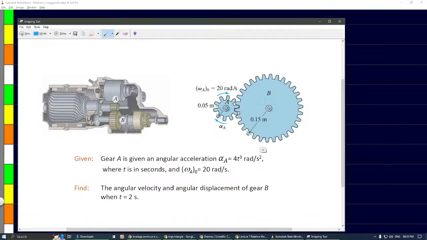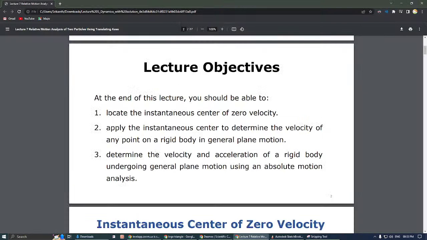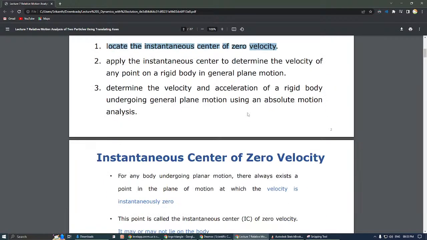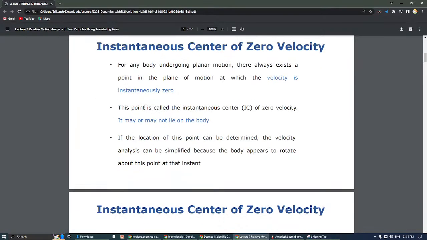And I think that's what you will study next. Here it is. So first is to locate the instantaneous center. Just now I told you how to find the instantaneous center. Then the instantaneous center of zero velocity, what is this? So let's see what happens. And apply the instantaneous center to find the velocity of any point. Just now I explained that also. Determine the velocity and acceleration of a rigid body undergoing general plane motion using absolute motion analysis. So these three things we have to do.